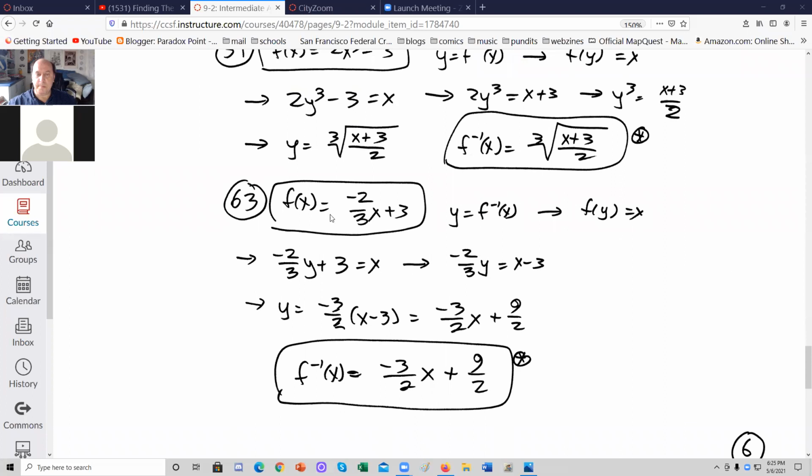All right. Here f of x equals minus 2/3 x plus 3. Find its inverse. Well, okay. f of y equals x, minus 2/3 y plus 3 equals x. Subtract 3 from both sides. Minus 2/3 y equals x minus 3. Multiply by the reciprocal of minus 2/3, that's minus 3 halves. So y equals minus 3 halves of x minus 3. And after a little bit of manipulation, that's y equals minus 3 halves x plus 9 halves. And that's the inverse function.